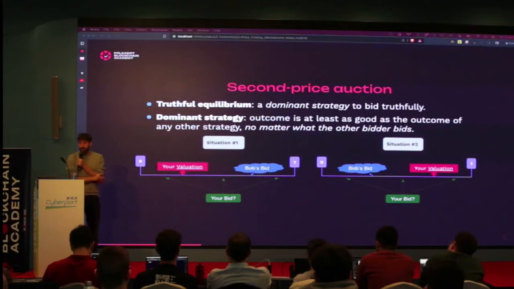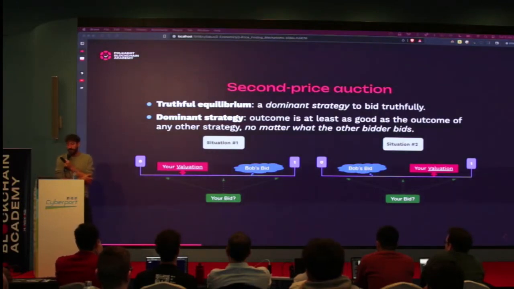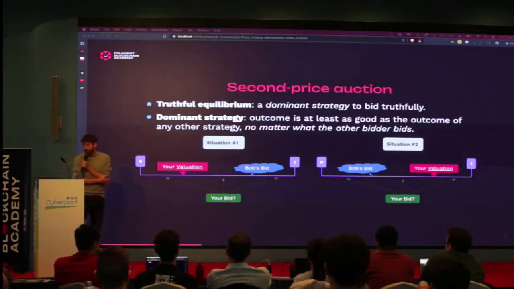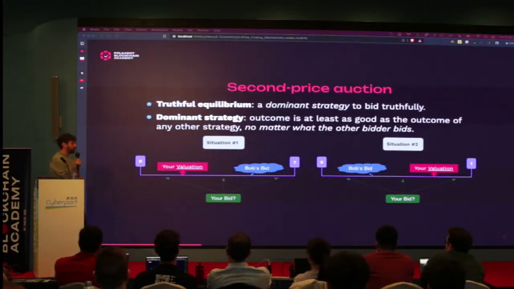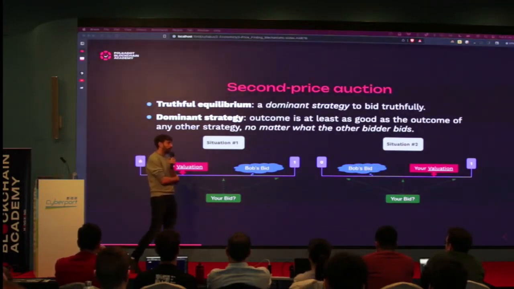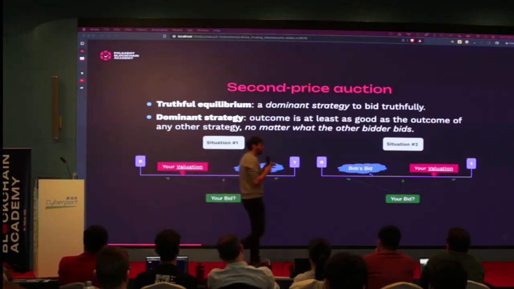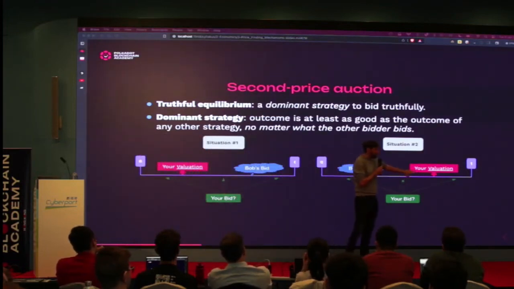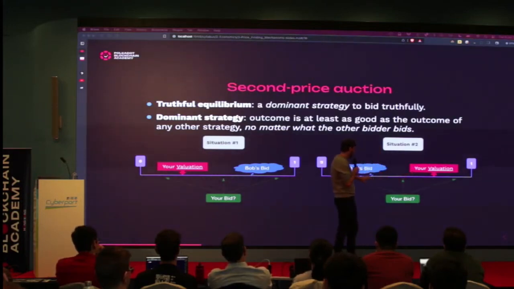The interesting situation is situation 2, where Bob's bid is lower than your valuation, and any bid between the two values leads to you winning and having the same profit. Because even though you won with your valuation, so you bid your valuation, and in that situation you win, but you pay only Bob's bid.